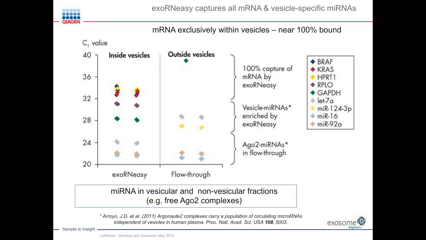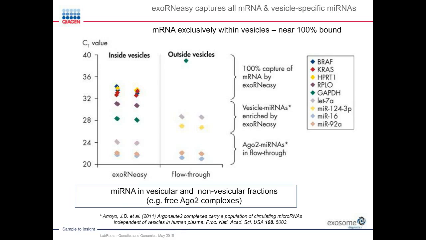But you can easily see that the CT values are much higher in the flow-through, indicating that most of that is in vesicles and retained on the membrane. Now the remaining data points are for messenger RNA. So we have BRAF, KRAS, HPRT1, a ribosomal protein, and GAPDH. And we detect all of those, some of them just barely, in the vesicular fraction, but we do not detect pretty much anything at all in the flow-through, indicating that everything is retained and presumably all within vesicles.